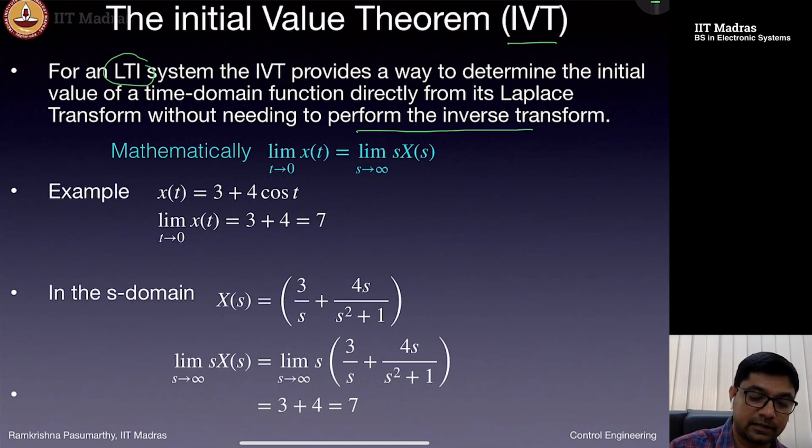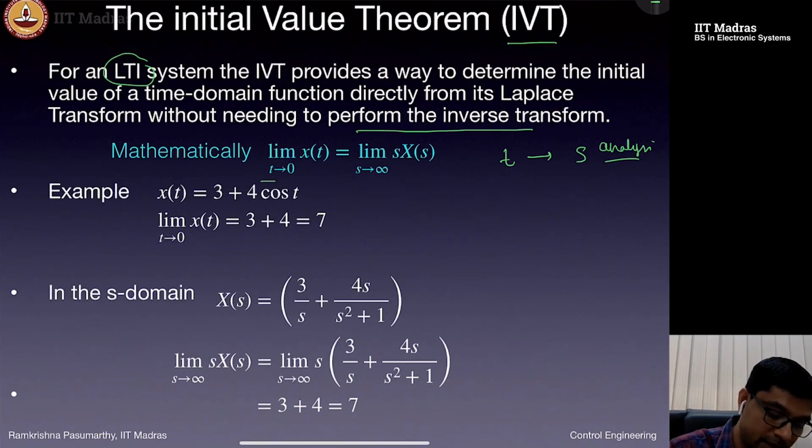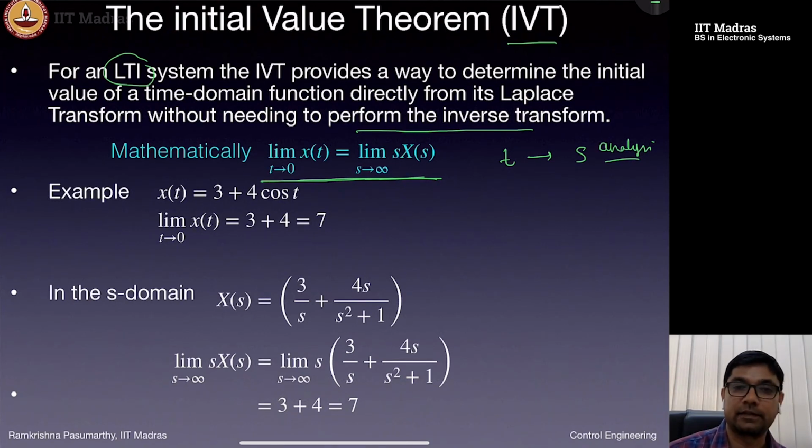So I start with a time domain, I go to the S domain, I can do all my analysis here itself. Okay, so there is a nice relation that we will see. Mathematically, I'll not do the derivation of this, but this turns out to be pretty neat. Limit t going to 0, x of t will just be limit s going to infinity, s x of s.